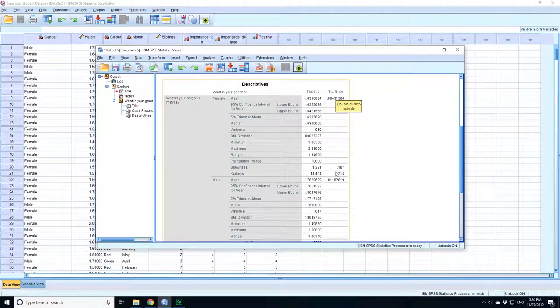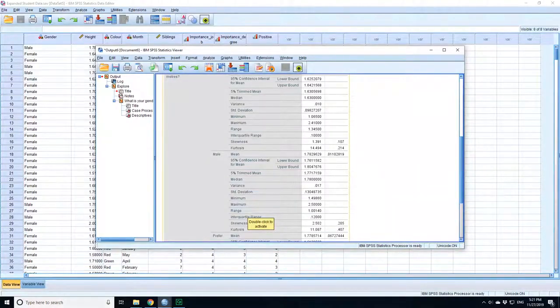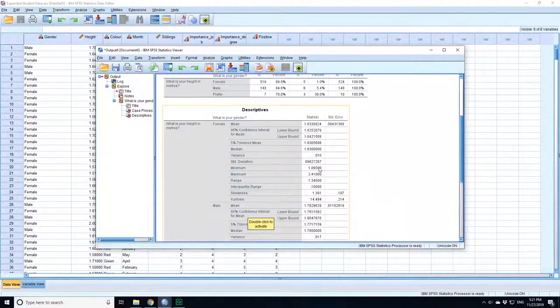So instead of having a single value for all of the different heights, now you've got it split by female, male, and prefer not to say. So in this case, the confidence interval for the female heights goes from 1.625 to 1.64, and the male confidence interval goes from 1.76 meters to 1.80 meters. So these two confidence intervals are very different to one another.